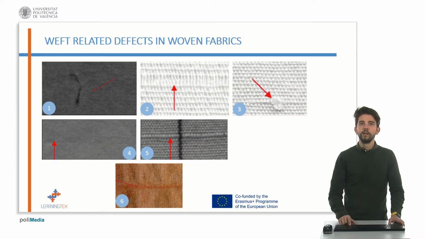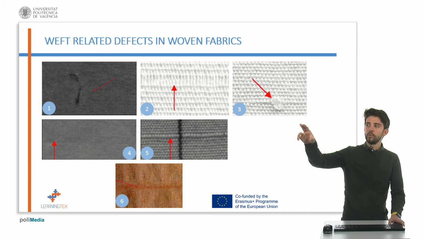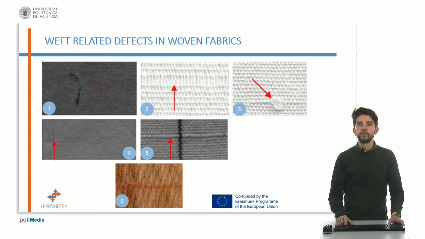On the other hand, among the most common defects related with the weft yarns are curled weft yarns, weft entanglement, lost weft thread, irregular weft density, irregular weft thickness, starting mark, and barred. And on the slide they are numbered from 1 to 6 respectively.